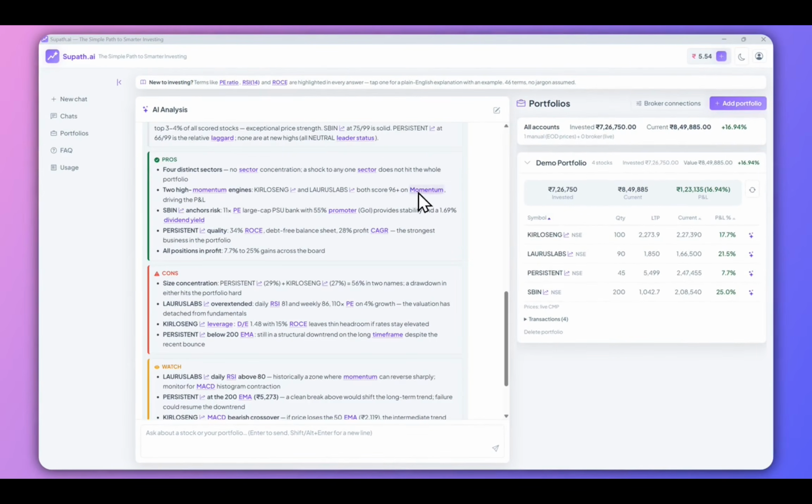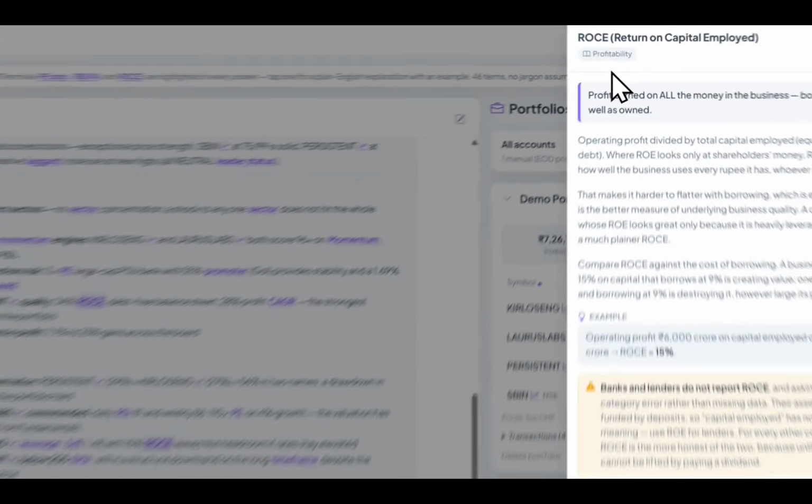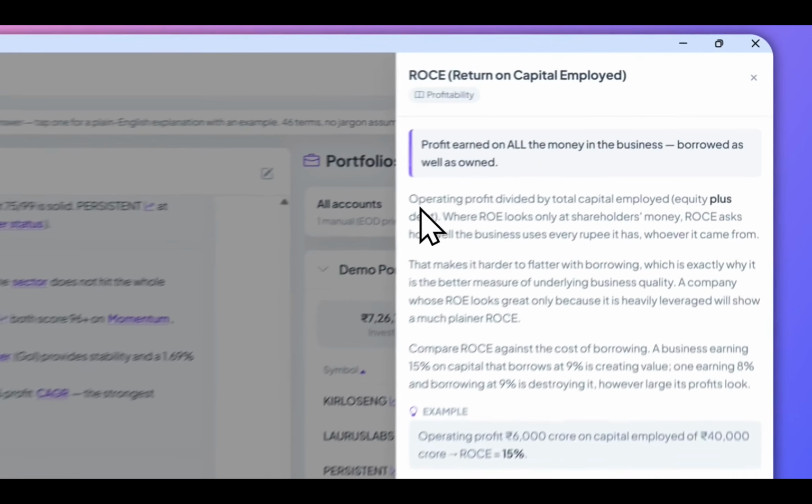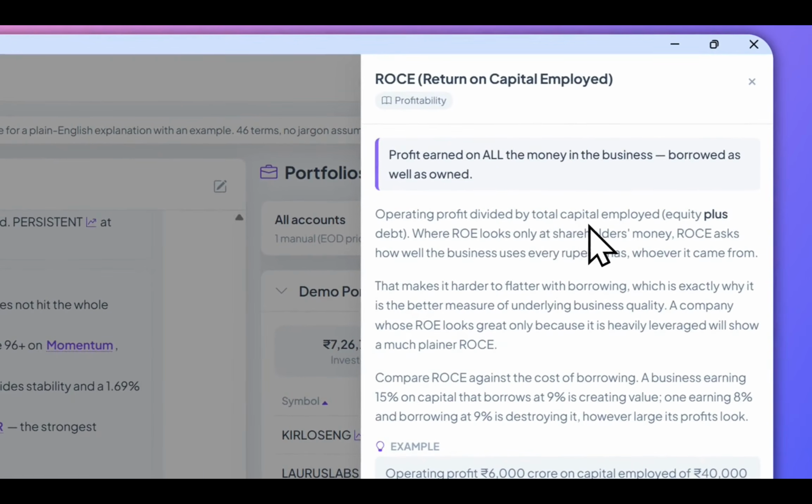Notice that the metrics in the answer are underlined. Click one. ROCE. A drawer opens on the right. It leads with a one-line definition. Profit earned on all the money in the business, borrowed as well as owned.